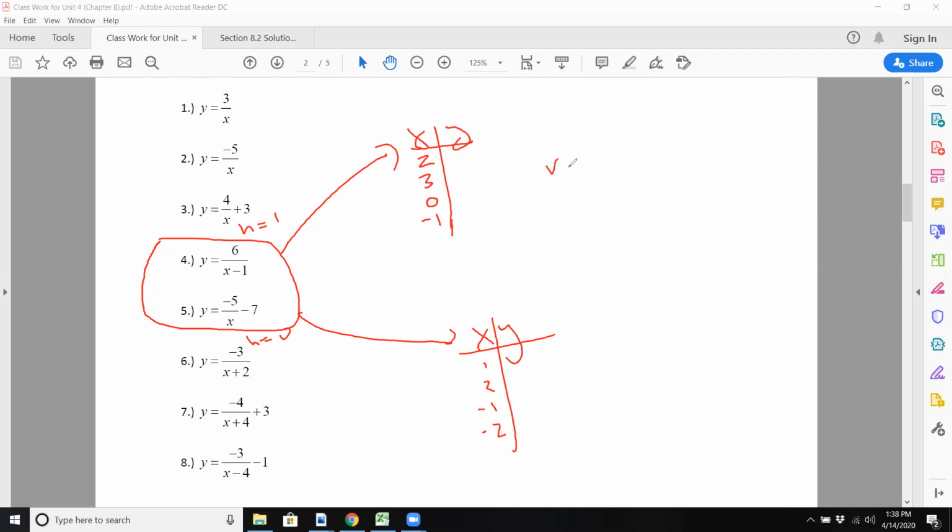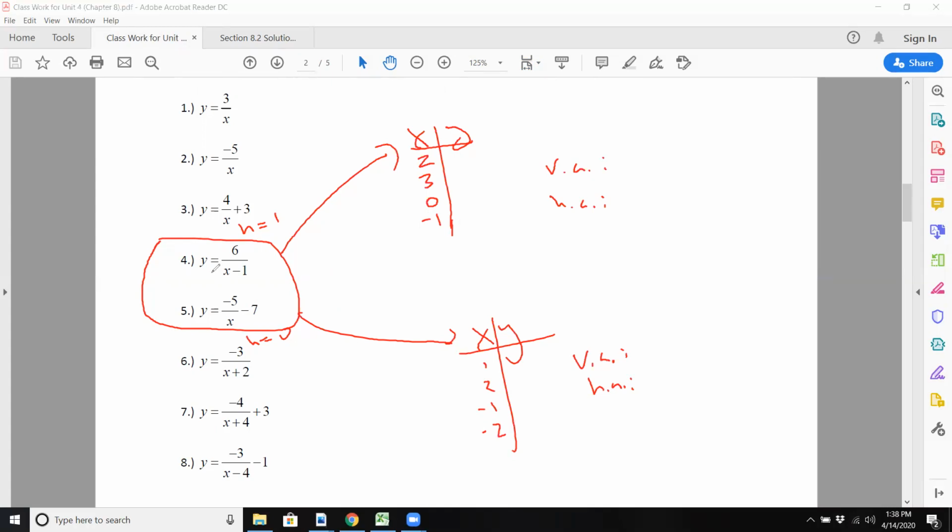You will need a VA and an HA, a VA and an HA. I'm not going to tell you what those are. You should be able to figure that out. So that gives you a little bit of a head start for doing 4 and 5.